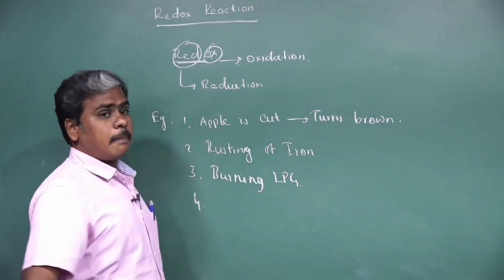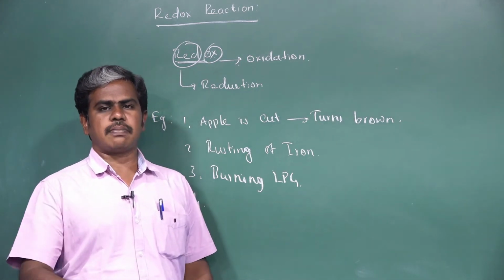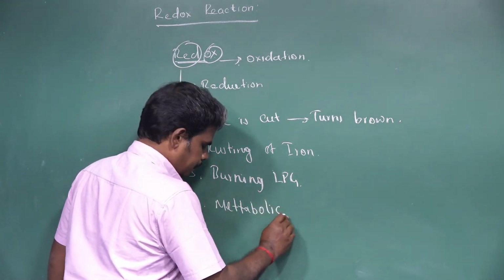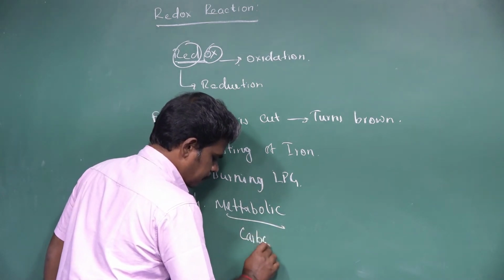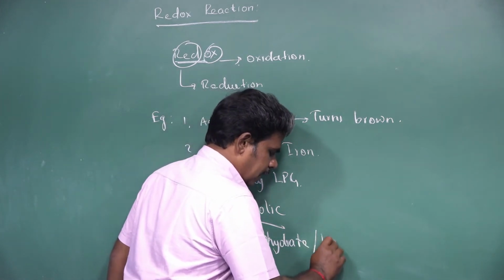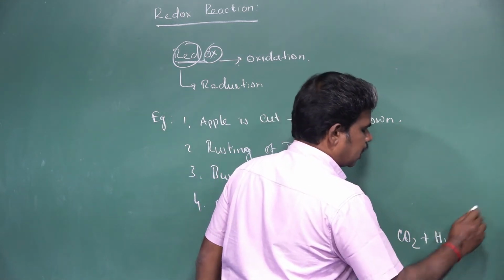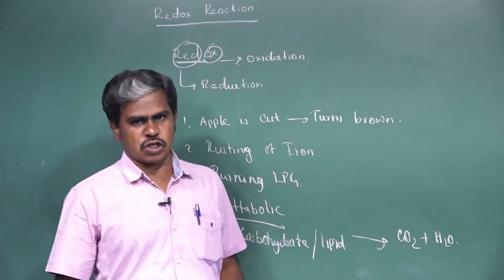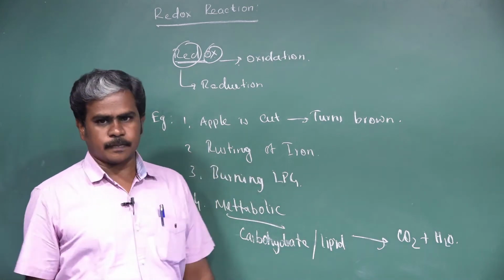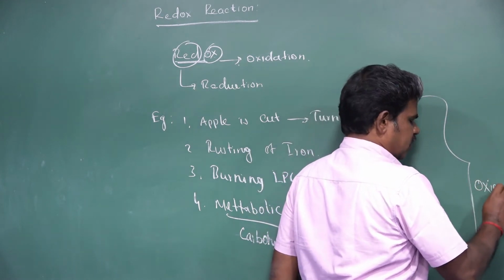And the fourth one, the metabolic process, where carbohydrate is converted into carbon dioxide and water and produces energy. Or maybe lipid is converted into carbon dioxide and water, which produces ATP as an energy molecule. And these are the examples of oxidation.